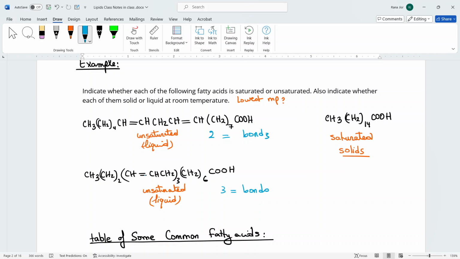Remember that the more double bonds, the lower the melting point. So as the number of double bonds increases, the melting point is going to decrease. So this structure here is going to have the lowest melting point, and this structure is going to have the highest melting point.